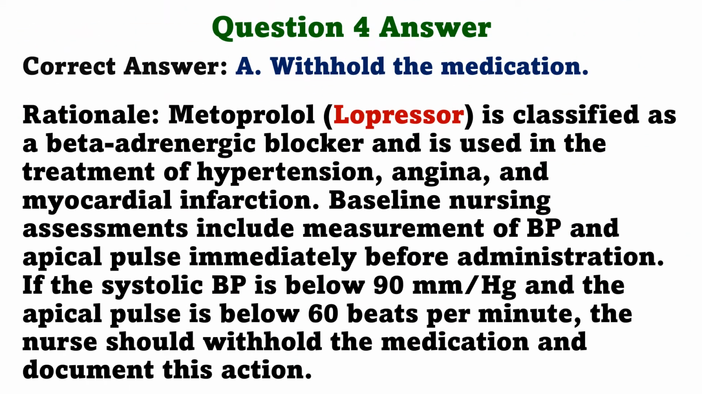The correct answer is A. Withhold the medication. Rationale: metoprolol is classified as a beta-adrenergic blocker and is used in the treatment of hypertension, angina, and myocardial infarction. Baseline nursing assessments include measurement of BP and apical pulse immediately before administration. If the systolic BP is below 90 mm of mercury and the apical pulse is below 60 beats per minute, the nurse should withhold the medication and document this action.